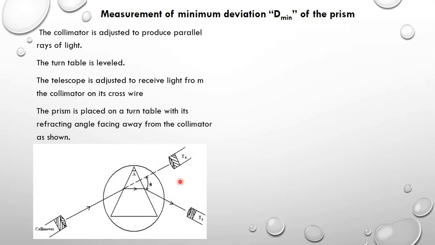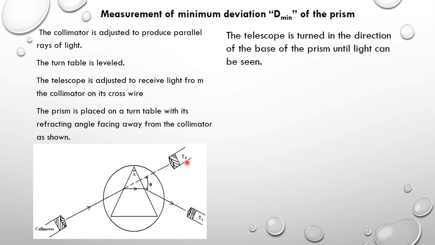So we shall have this. Then we are going to move the telescope so that light can be seen. We're going to rotate the telescope so that light can be seen on the cross wire of the telescope. And then after that, we are going to keep that light in view.